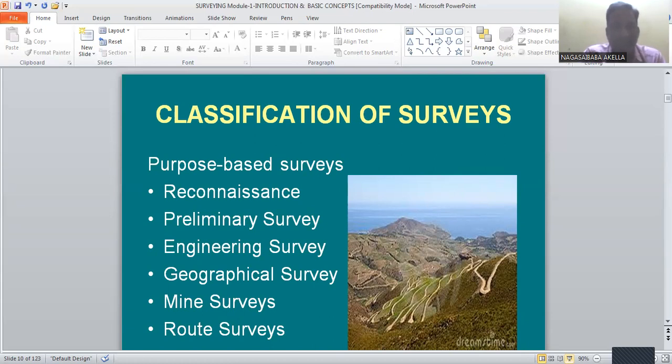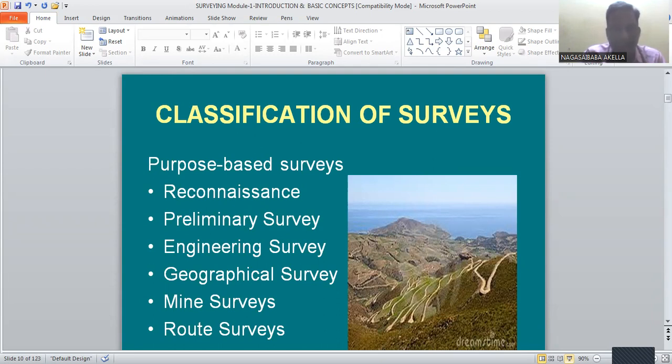Next one, preliminary survey. In the preliminary survey, you can use instruments like dumpy level, theodolite, total station, etc., with very high accuracy measurements. That survey is called preliminary survey. Next, for engineering works, to construct a road or street, to lay out a sewer line, canal, to fix the center line, or to construct a reservoir, these all come under engineering survey.